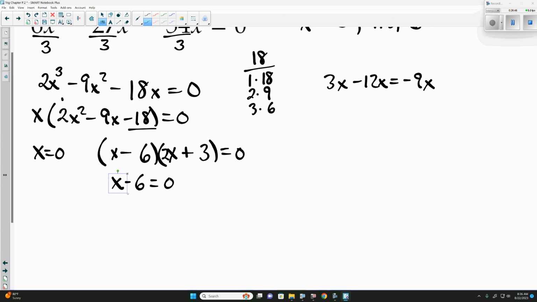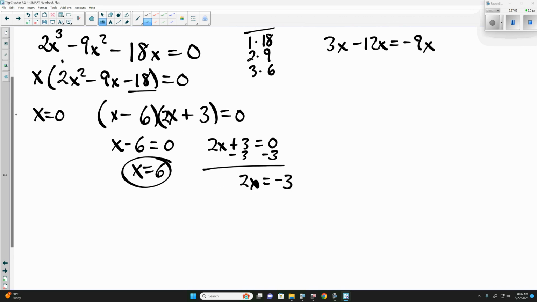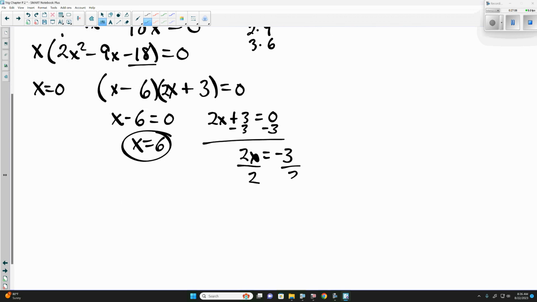X minus 6 is 0, which is just telling us x is equal to 6, which we already know. 2x plus 3 is 0, telling us that 2x equals negative 3. It's just negative 3/2. But that does give us our 1, 2, 3 solutions. Yep. Exactly.